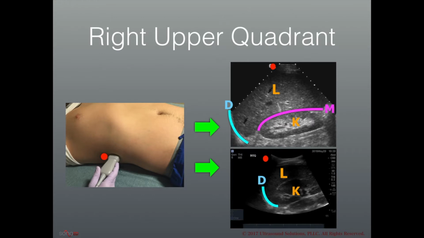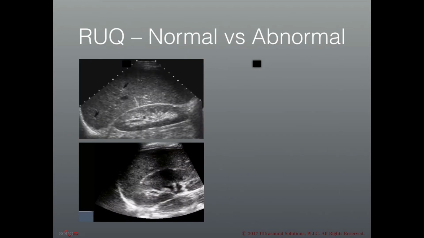You'll note that above the diaphragm there is mirroring artifact of the liver, which is a normal finding and an artifact of the ultrasound waves as they traverse the diaphragm. The absence of this mirroring artifact will occur in the presence of fluid in the chest, as we'll see in the next slide. So now let's compare normal to abnormal findings in the right upper quadrant.